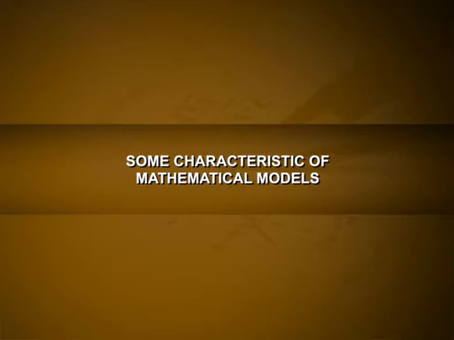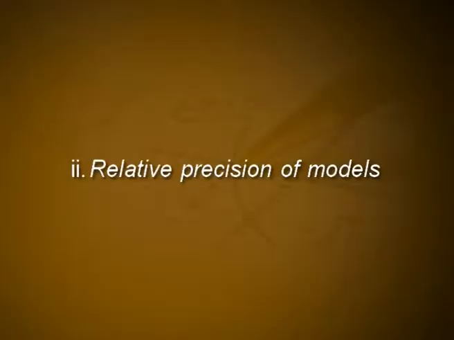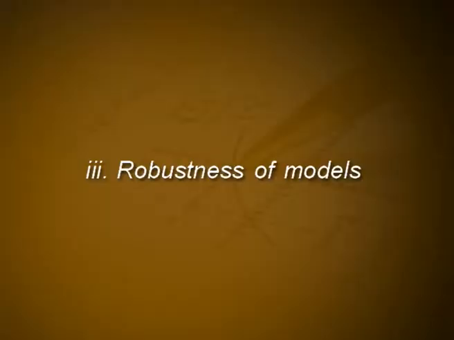Some characteristics of mathematical models. First one, realism of models. We want a mathematical model as realistic as possible and to represent a reality as closely as possible. Second, relative precision of models. Different models differ in their precision and their agreement with observations. Third, robustness of models. A mathematical model is said to be robust if small changes in the parameters lead to small changes in the behavior of the model. The decision is made by using sensitivity analysis for the models.